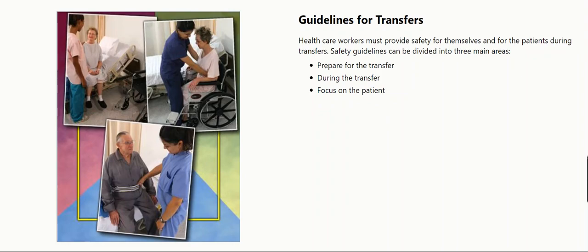Guidelines for transfers. Healthcare workers must provide safety for themselves and for the patients during transfers. Safety guidelines can be divided into three main areas: prepare for the transfer, during the transfer, focus on the patient.